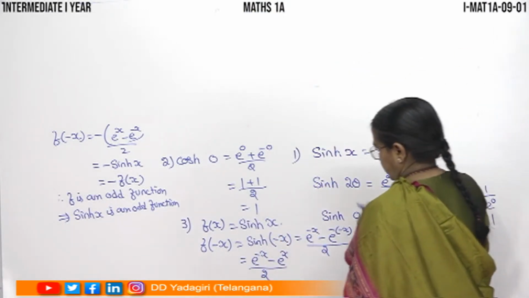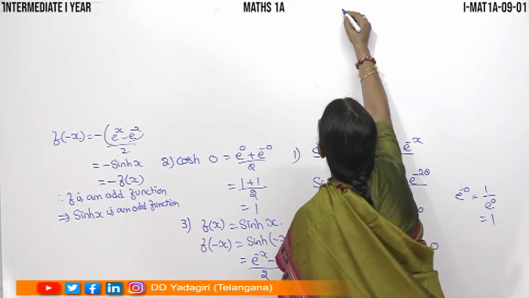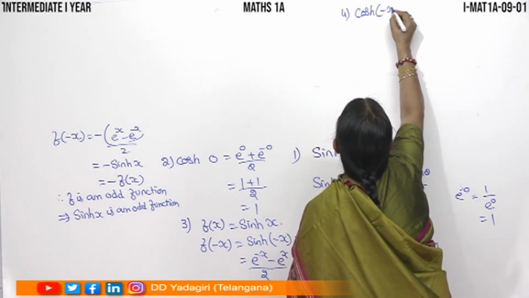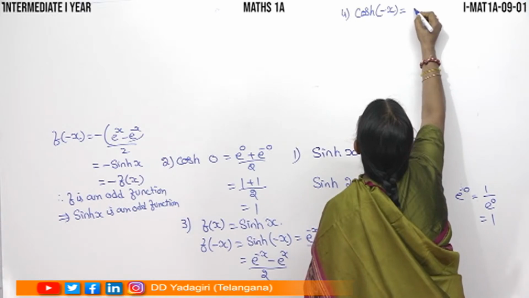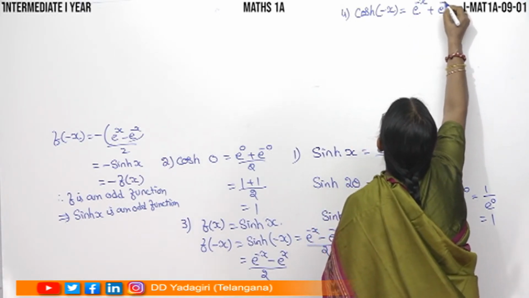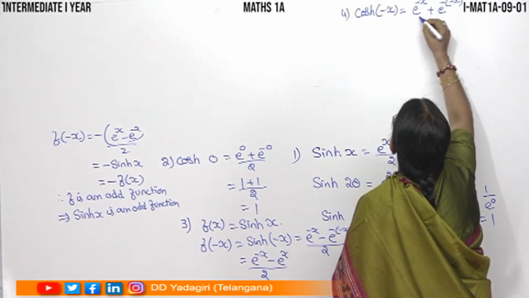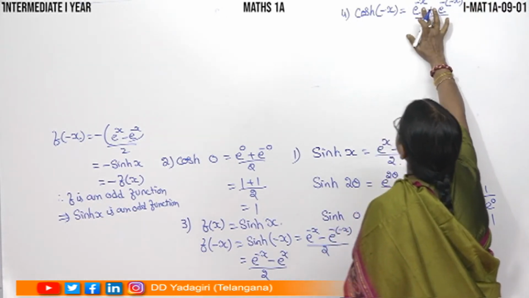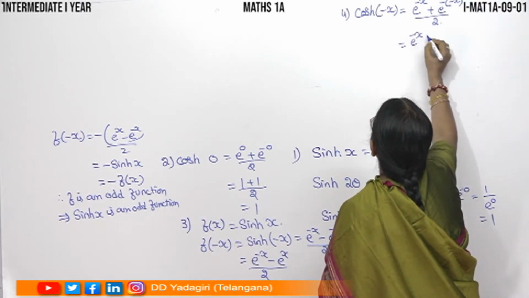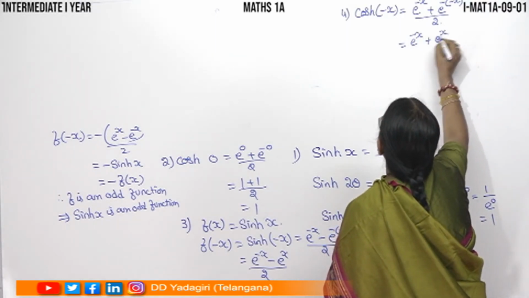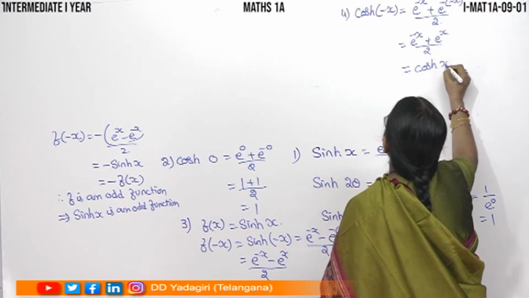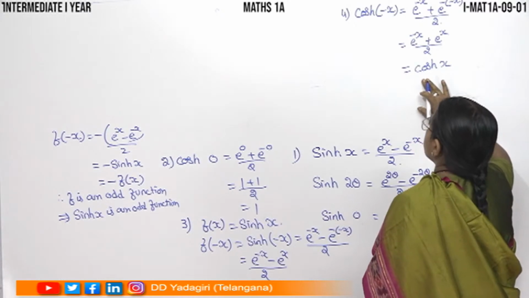Let's see. So now we'll take, third point is over. Next, fourth point I'll write here. So cosh of minus x. Cosh of minus x is e to the power minus x plus e to the power minus of minus x, by 2. In the place of x, I should write minus x. So it becomes e power minus x plus e power x by 2. This is same as cosh x. So f of minus x is same as f of x.